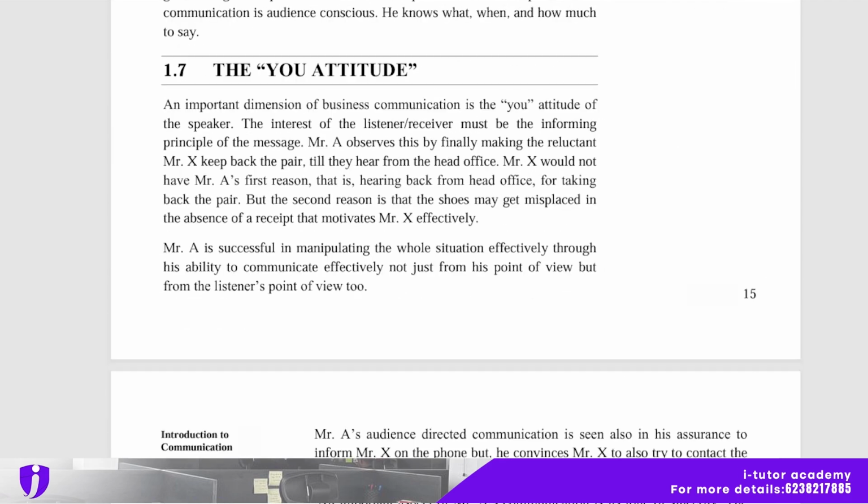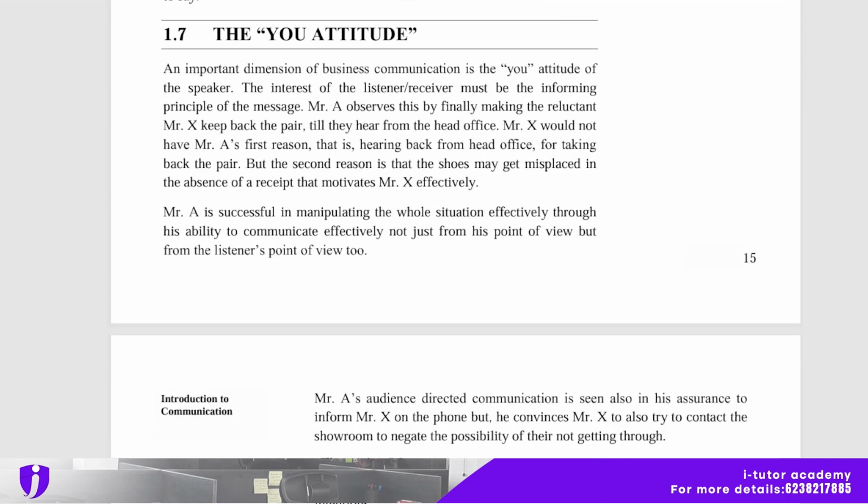And next is the you attitude. An important dimension of business communication is the you attitude of the speaker. So the speaker's attitude towards everyone is very important in business communication. The interest of the listener or receiver must be the informing principle of the message.